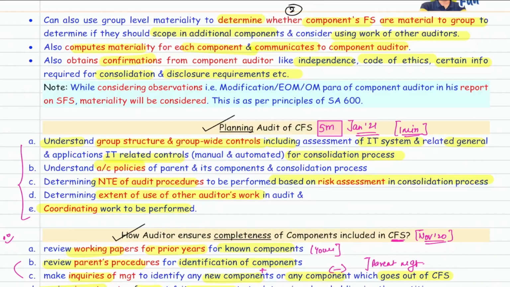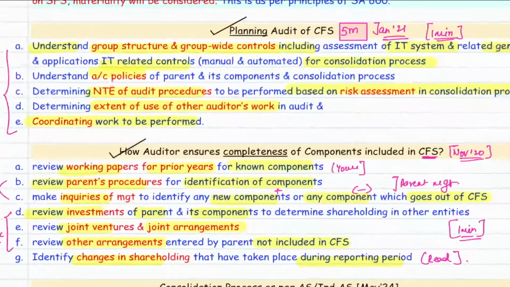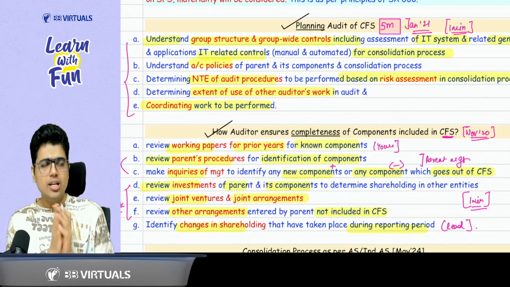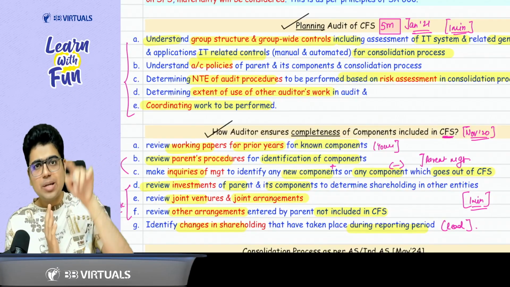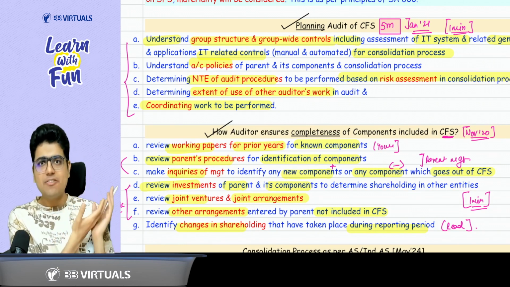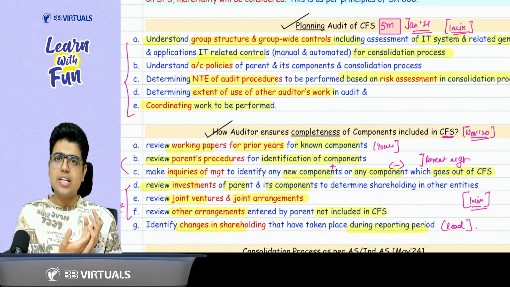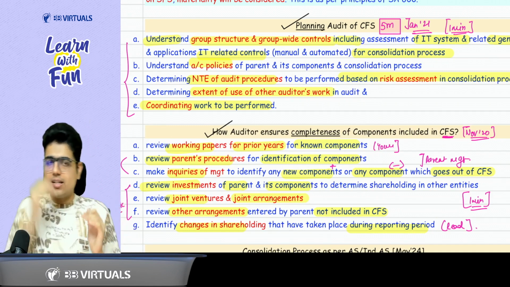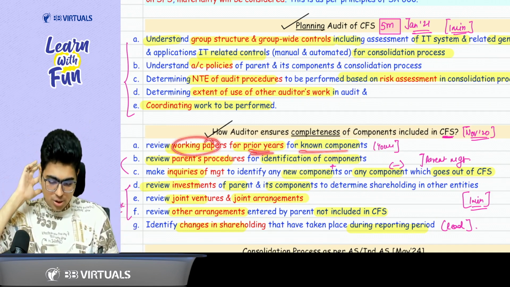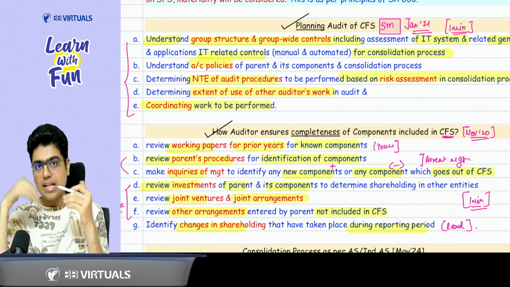And the last thing that we covered before the break, how the auditor ensures completeness of the components in the CFS. Sir, completeness means how do you ensure that all the components have become a part of CFS? Sir, very easy. Just see your previous year working paper. In the previous year working paper, whatever components are there, they should be a part of CFS. So review the working paper of prior year for the known components. Okay, sir. This is my work.